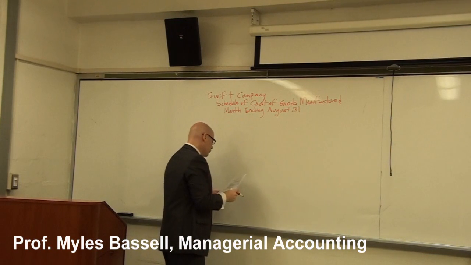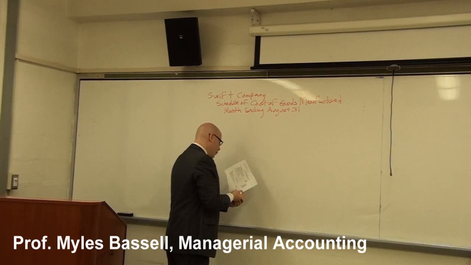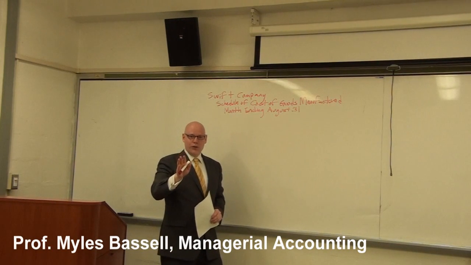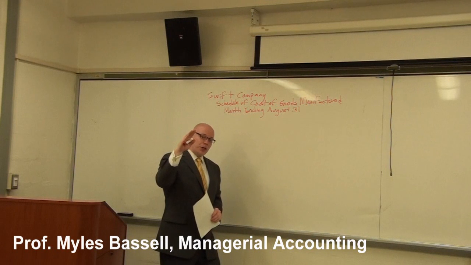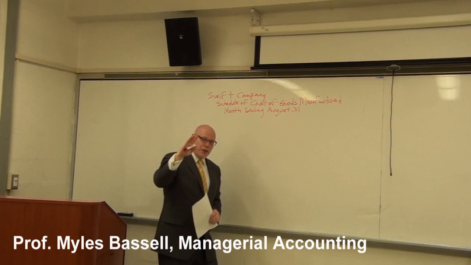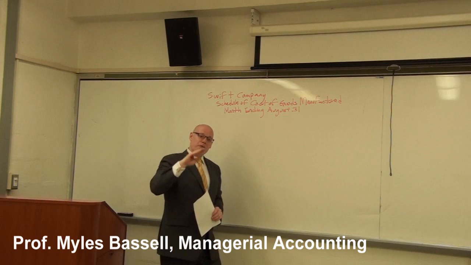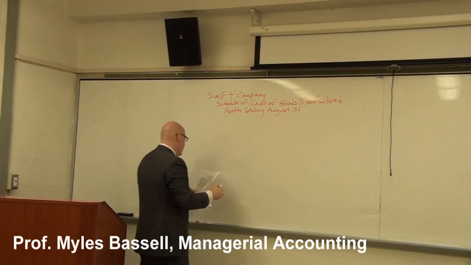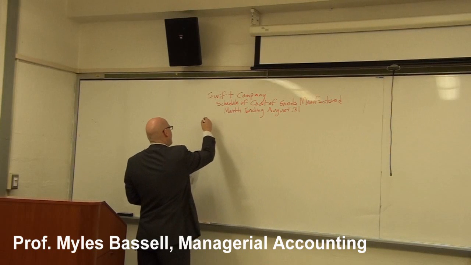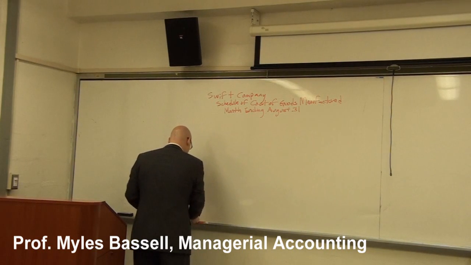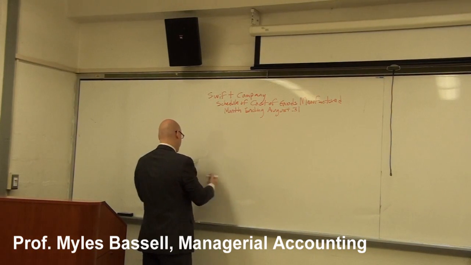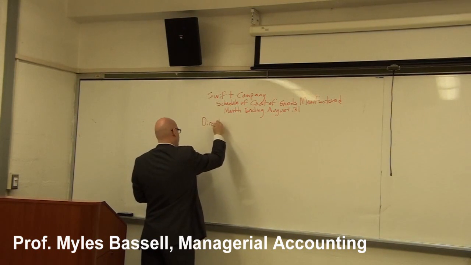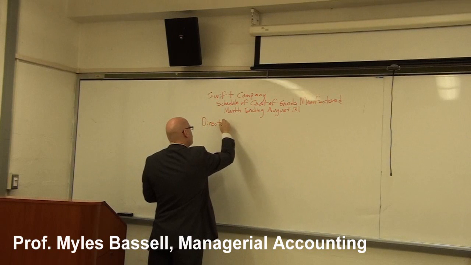So we begin by looking at what are the total manufacturing costs. Now remember, we said that manufacturing costs includes direct materials, direct labor, and manufacturing overhead. So that's what we're going to document on this schedule. So we need to compute direct material used in production.